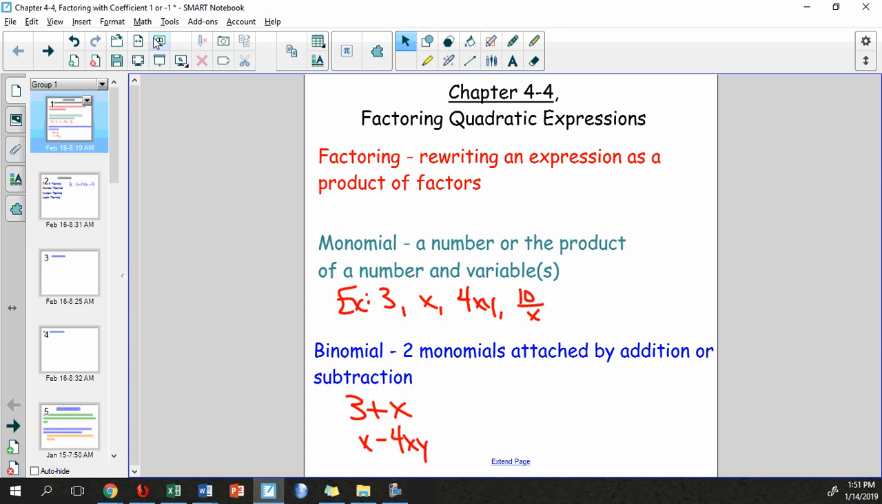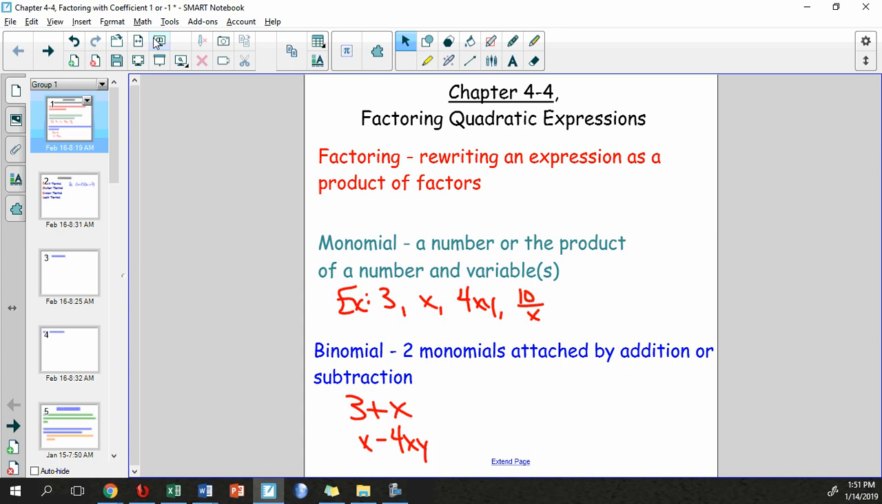A binomial is 2 monomials attached by addition or subtraction. So I'm going to take the 3, I'm going to add it to the x, and that's going to be a binomial expression. I'm going to take the x and subtract off 4xy. They're 2 different unique monomials, and that's why I can attach them by subtraction. Today, we're going to be using a lot of binomials.